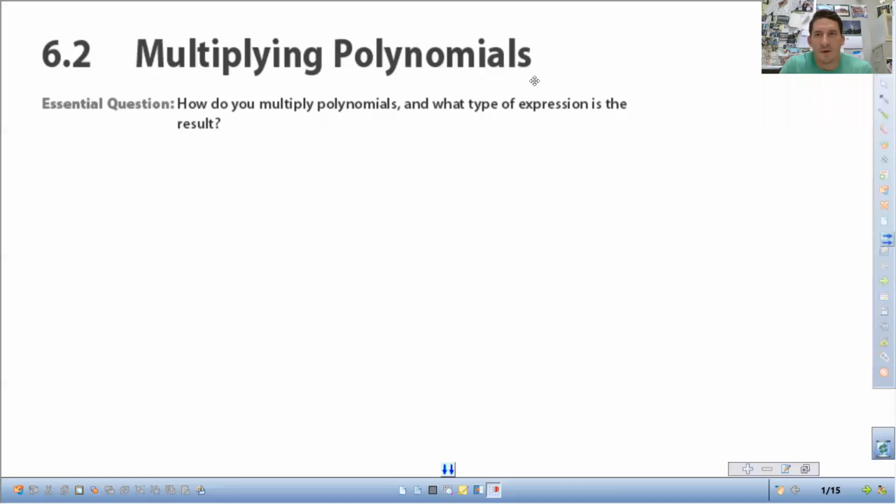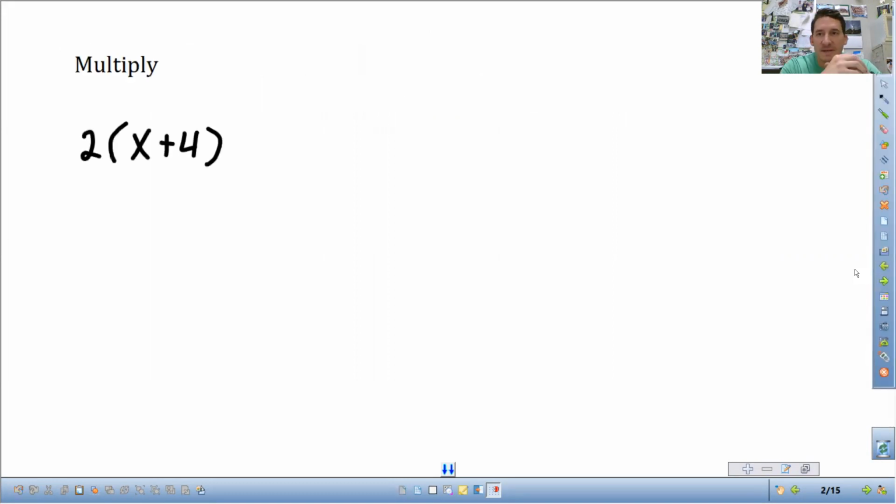All right, IM3 classes. We are continuing on with our polynomial operations lesson. Today, we're going to be talking about multiplying polynomials. So let's look at a couple examples. Real basic starting off. This is something you should remember from like freshman year or even 7th or 8th grade.